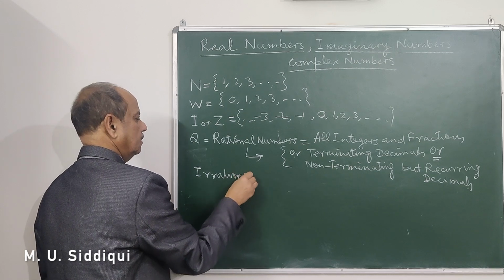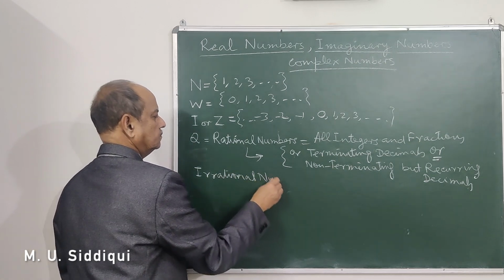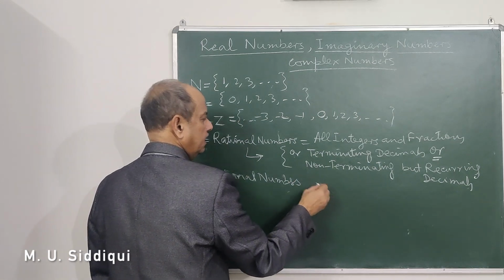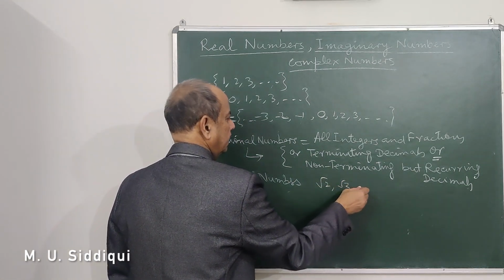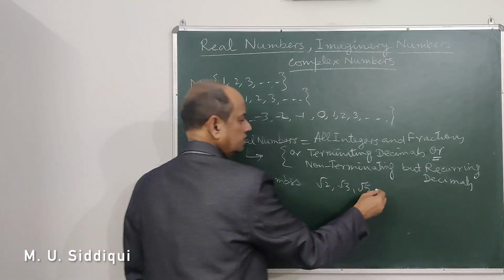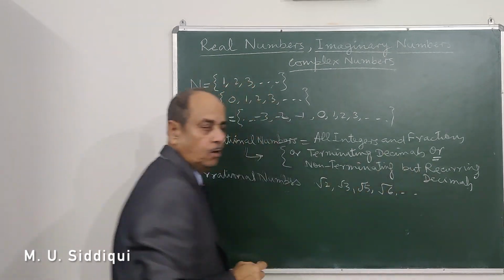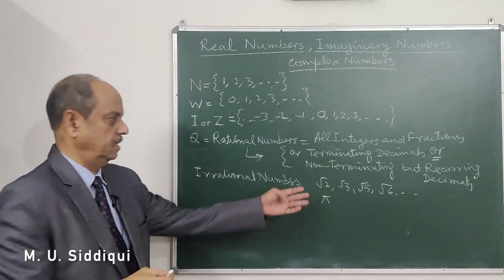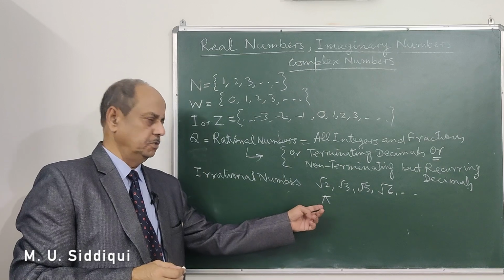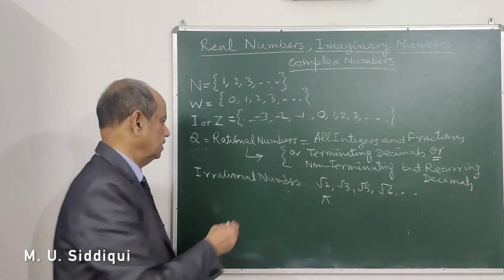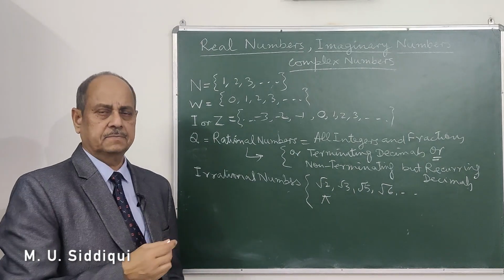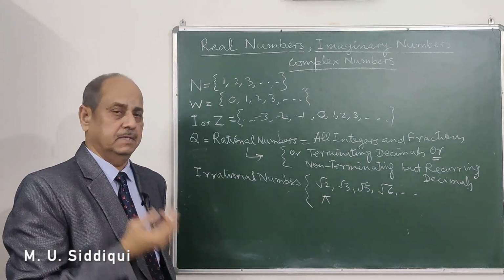which included numbers like √2, √3, √5, √6 and so on. Even some numbers which are not surds. This is pi, which is not a surd, but still this is irrational. That much we have already established in the previous classes. Now today we will move further.